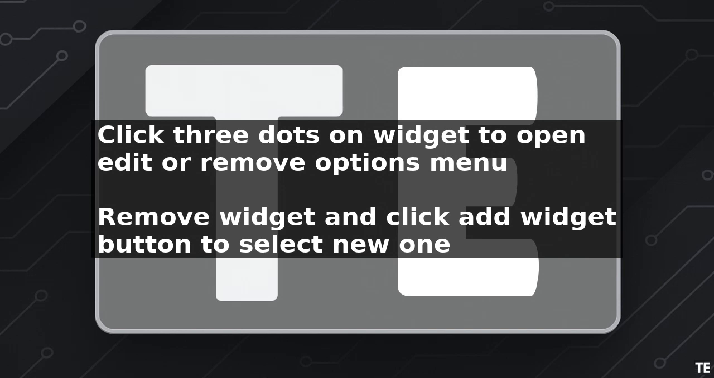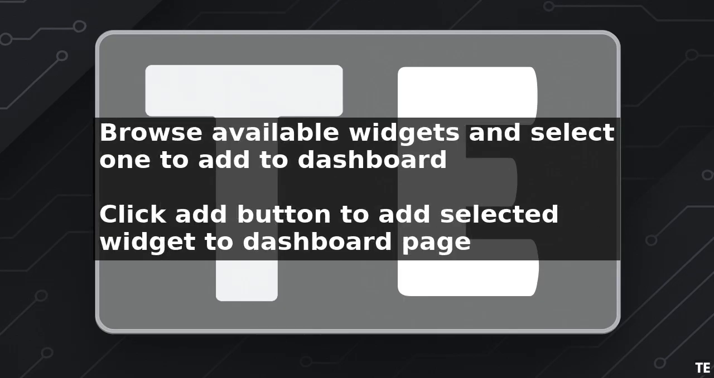Coinbase offers a range of widgets, including price charts, order books, and transaction history. Once you have selected the widget you want to add, click on the Add button and the widget will be added to your dashboard. You can then customize the widget by clicking on the three dots at the top right corner and selecting the Edit option. This will allow you to change the settings and preferences of the widget, such as the type of data it displays and the time frame.